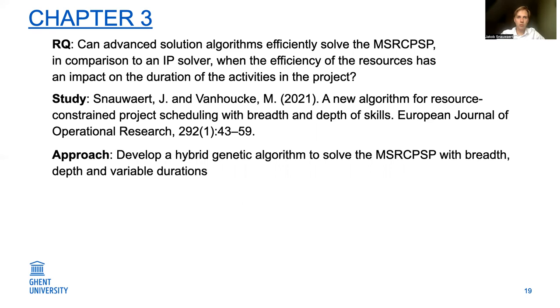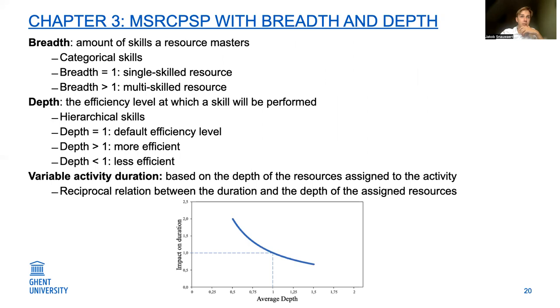So in this problem, the MSRCPSP is extended with two resource characteristics. The breadth, on the one hand, means the amount of skills that a resource masters, so it's kind of a measure for the flexibility of the resource. In some other papers, it is called the categorical skills. If the breadth is equal to one, then we have a single skilled resource. If the breadth is higher than one, then we have a multi-skilled resource.